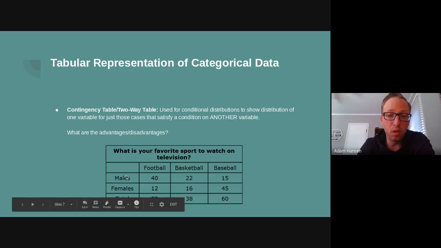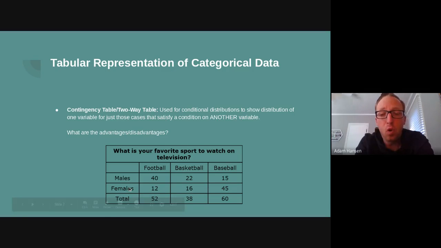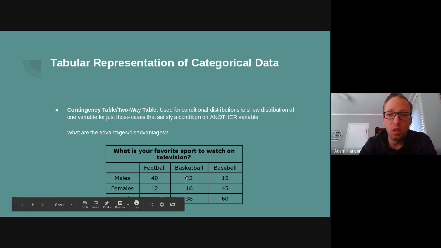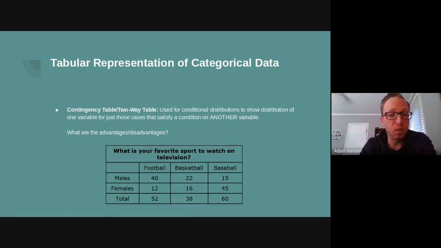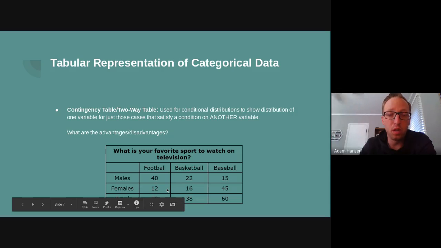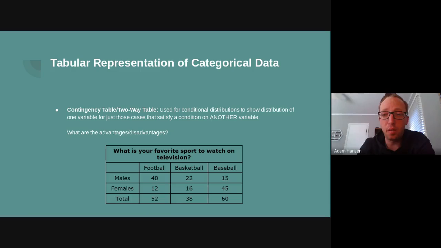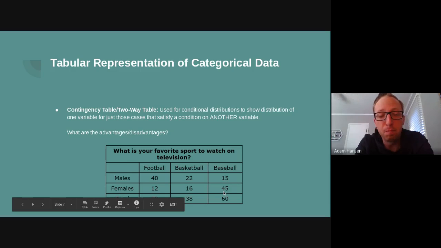So using the table below, we have 2 different variables. The rows, our variable is gender, males and females. And we're recording the number of either males or females that said that their favorite sport to watch on television is football, basketball, or baseball. So I can see that 40 males liked football, 22 males liked basketball, 15 males responded that they liked baseball. In the next row, 12 females liked football, 16 females liked basketball, and 45 females liked baseball.